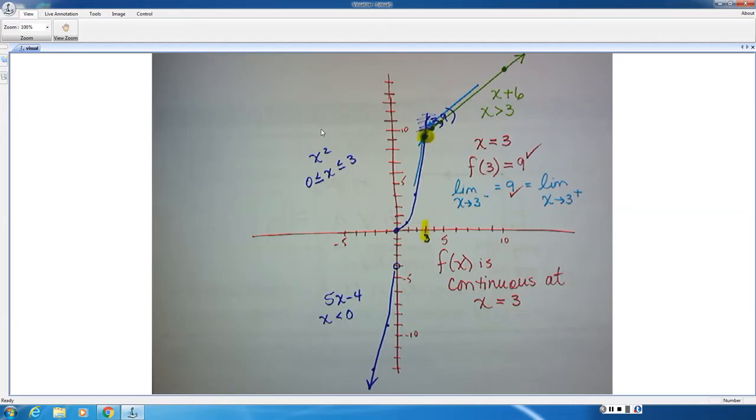Okay? How did you get 9? I mean, I know you squared it, but why did you square it? Because the rule for the part of the function that goes from 0 to 3 says to take the number and square it.